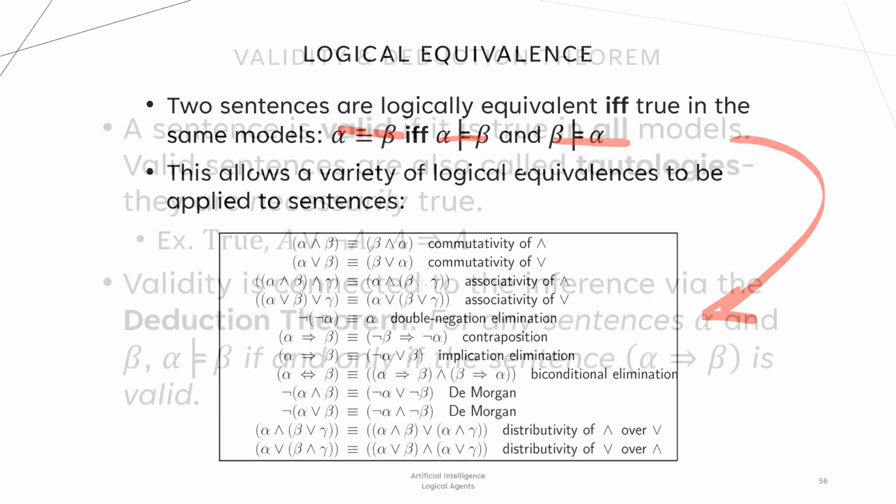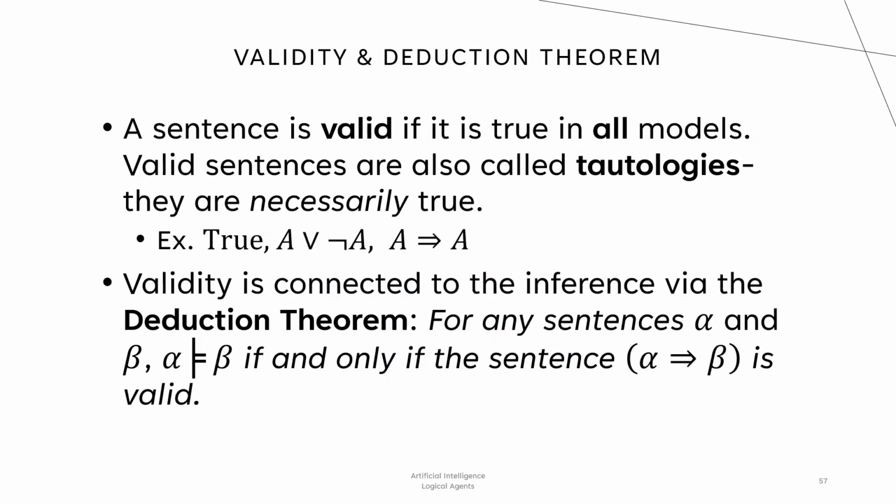So a sentence, we say, is valid if it is true in all models. Valid sentences are also called tautologies, and they're necessarily true. So no matter what the truth value of A is, we know that this sentence is going to be true. So across all models, across all possible configurations of all variables, this will always be true.